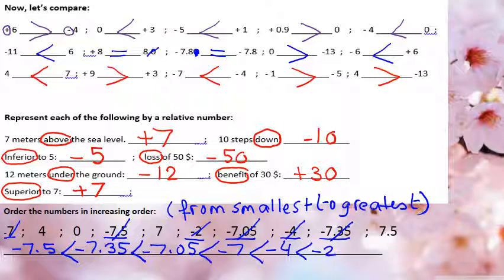Now we have 4, 0, 7, and 7.5. Before we move to the positives, we should write the 0 between the positives and the negatives. Now we have 4, 7, and 7.5. The nearer to 0 is 4. Then we have 7, and the greatest is 7.5.